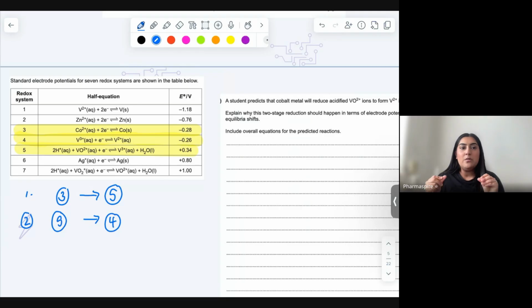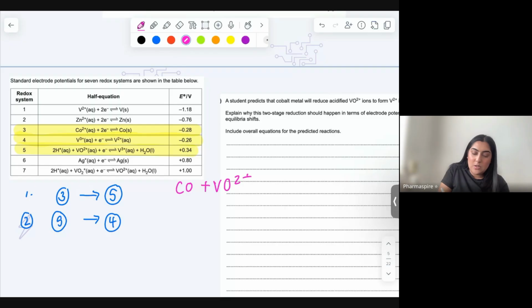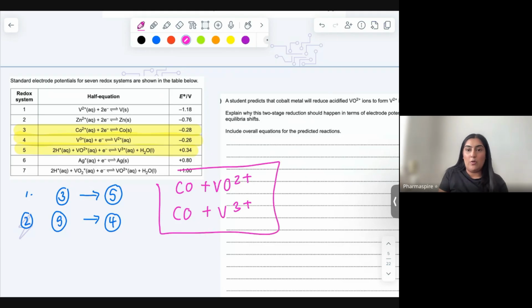Right. Also, another thing is, you may think, well, I need to do an equation between 3 and 5, but then 5 and 4. Well, Colbert is in every single part of the process. So we need to basically sort that out and say, technically, you need a reaction with Colbert plus the VO2 one, and then the Colbert plus the V3 one. That is generally what you need to write your overall half equations as.